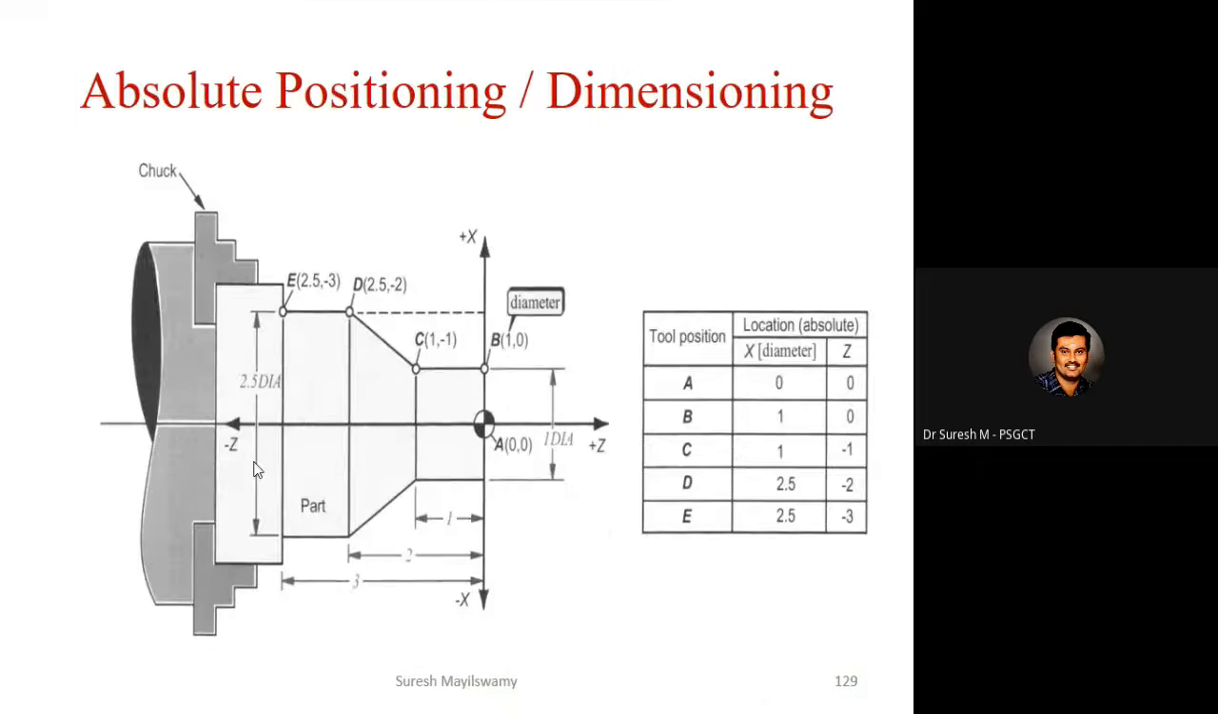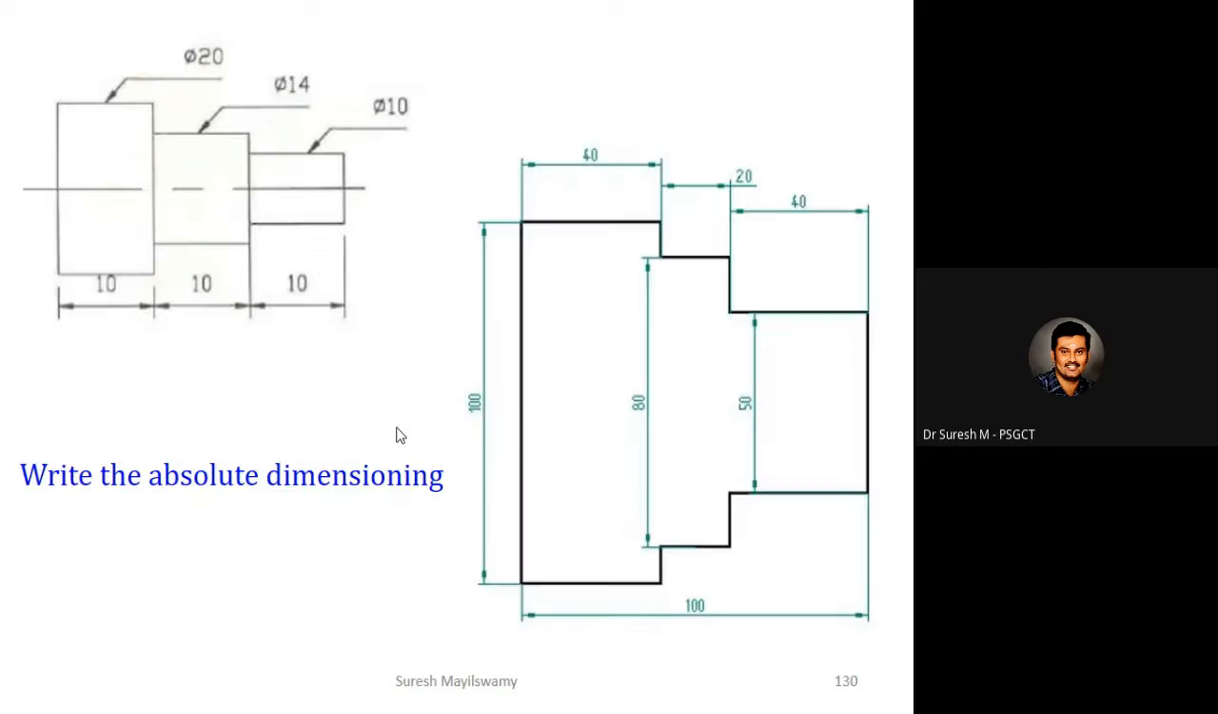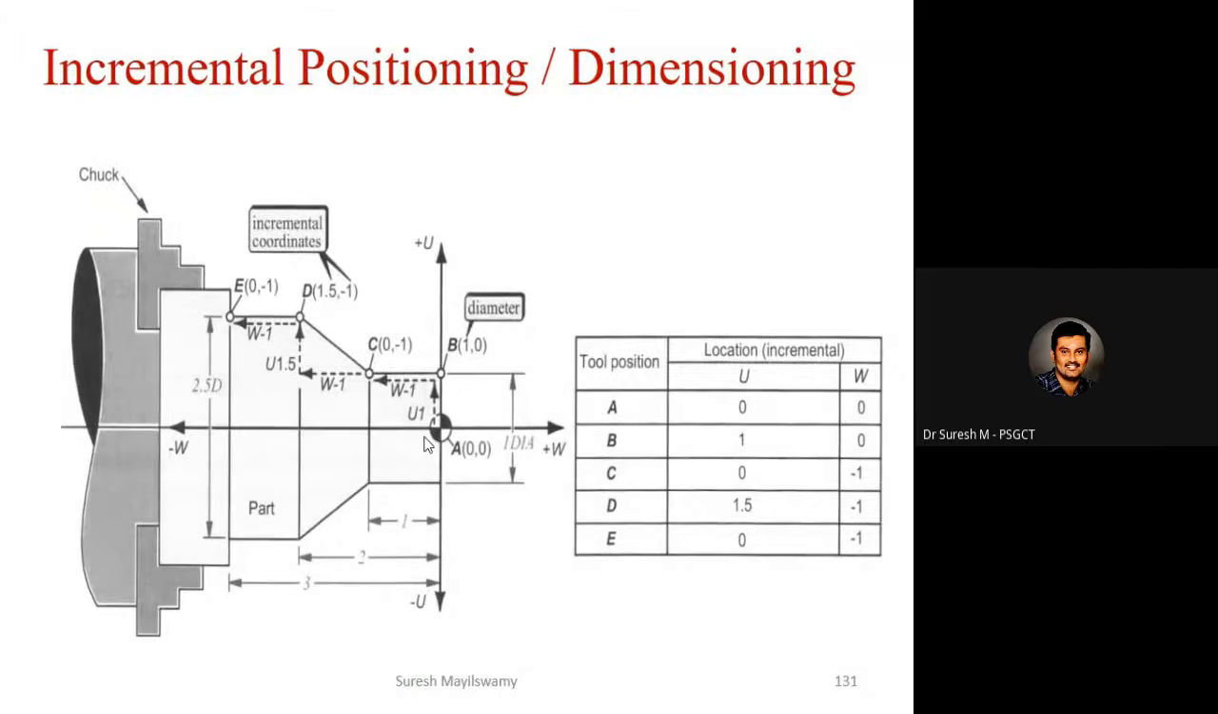And these are some examples. And this is the absolute positioning and dimensioning. So here this point is the origin for all the corresponding points. But in the incremental system, this is the first origin. After moving the tool to B, the work origin will be shifted to B. So here X and Z are 0. After moving the tool here, the work origin is also shifted to the new position. So this kind of positioning system is called incremental dimension.